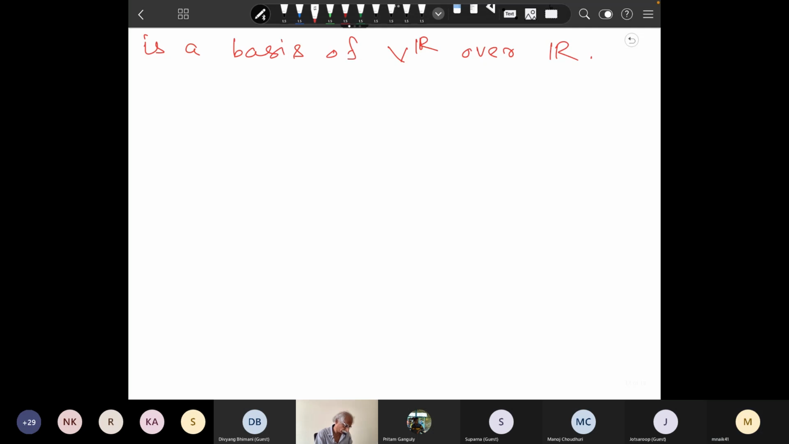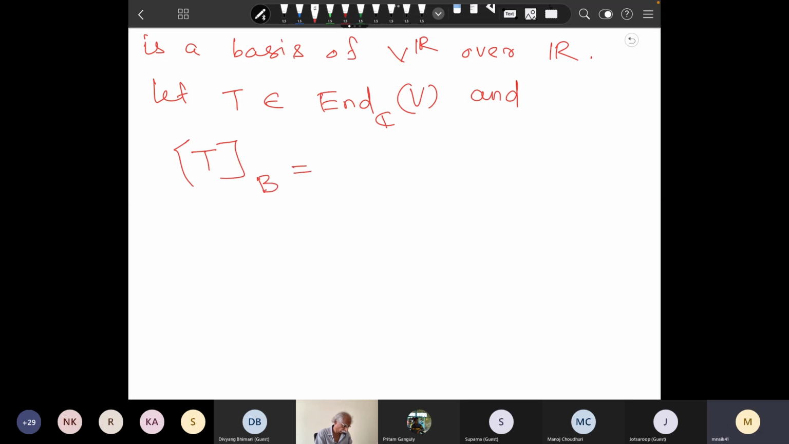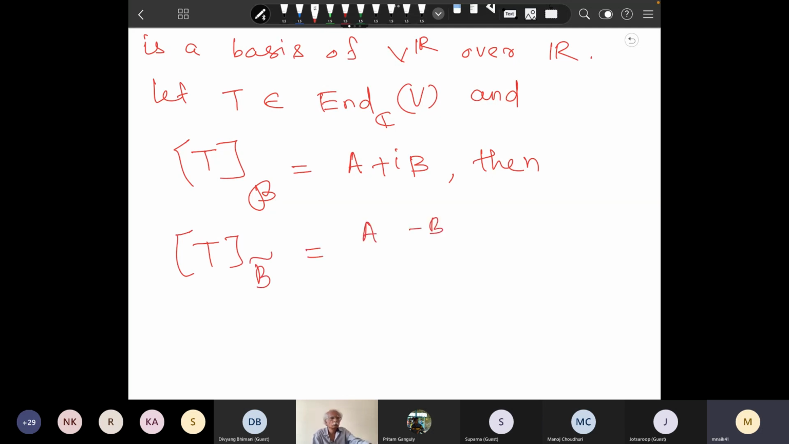Now let T belong to the set of complex linear maps on V, and suppose T is a complex linear map on V over C, and T has the matrix representation with respect to B like A plus iB. Then T has the matrix representation with respect to B tilde something like A minus B, B.